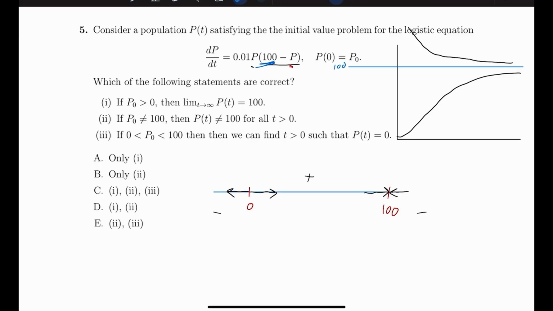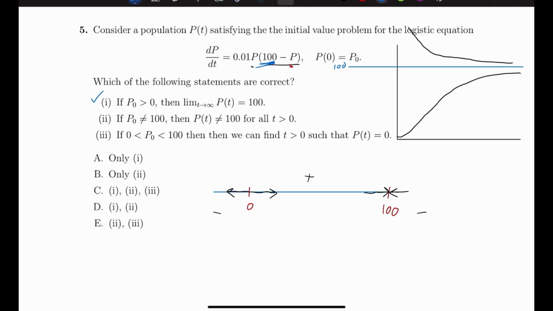If p0 is greater than 0, then the limit as t approaches infinity of p of t equals 100. This is true because we can see that no matter where on any of these lines we start, as t gets greater, we always approach 100. We're never actually going to reach it because it's asymptotic, but we do indeed approach 100 in the limit.